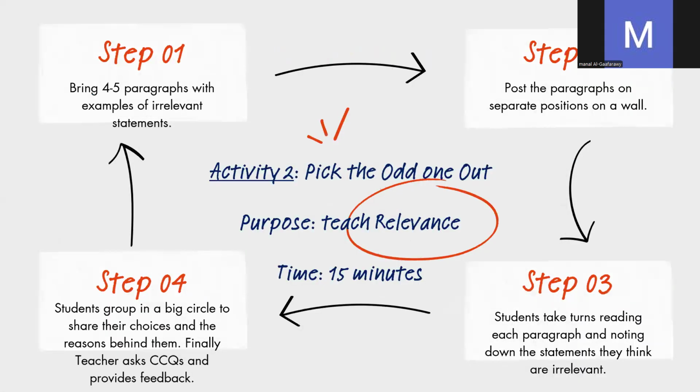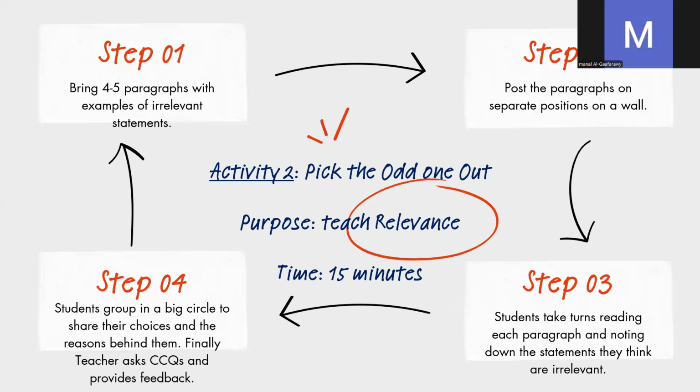Moving on to the second activity, and the purpose of this activity is to teach relevance. Okay, and the activity is pick the odd one out. For this activity, you bring 4 to 5 paragraphs, and you can increase the number of the paragraphs depending on the number of your students and the size of your classroom. And you need to make sure that those paragraphs include examples of irrelevant statements. And if you don't find those paragraphs, you can write them yourself.